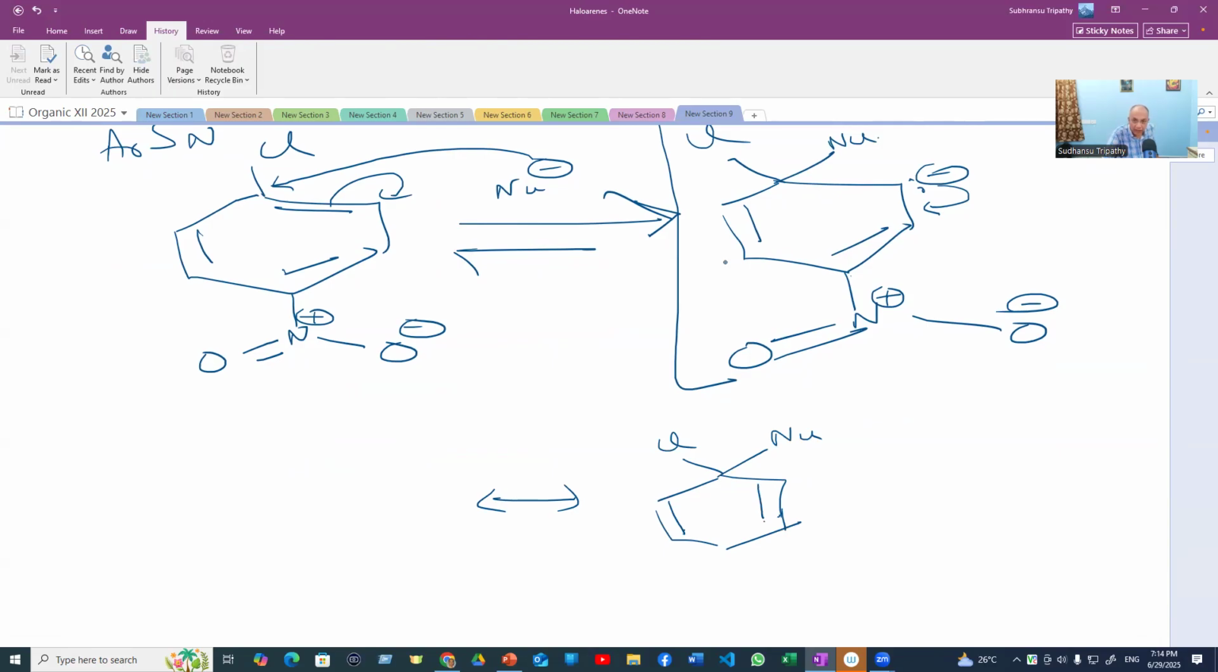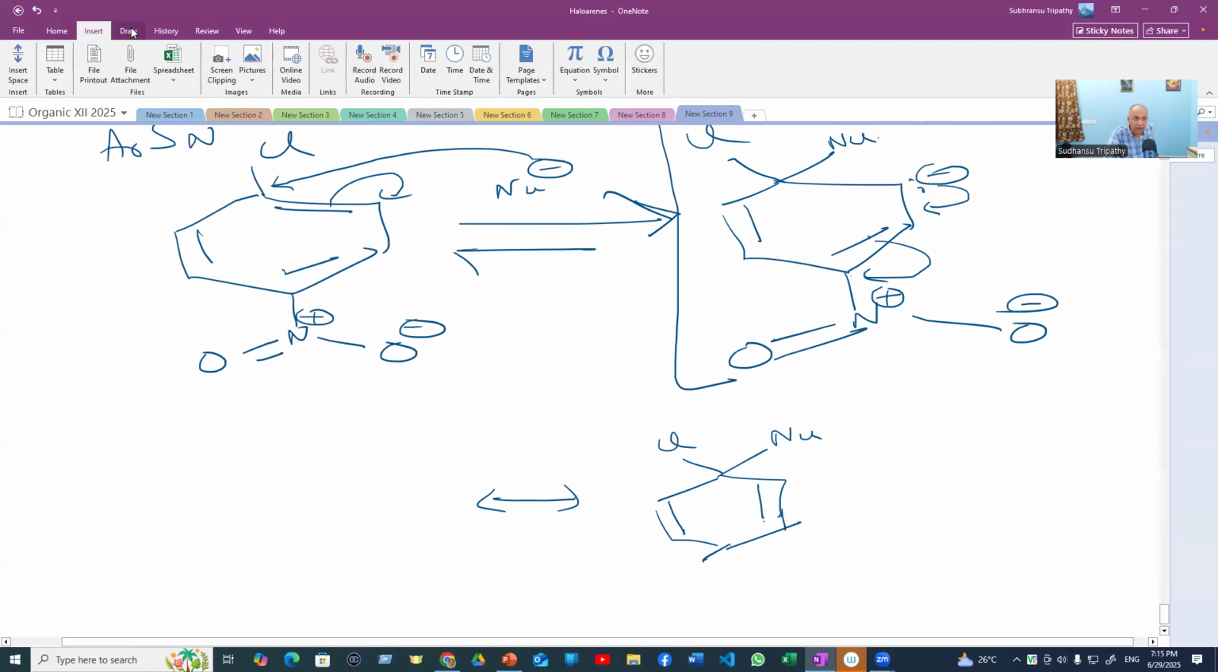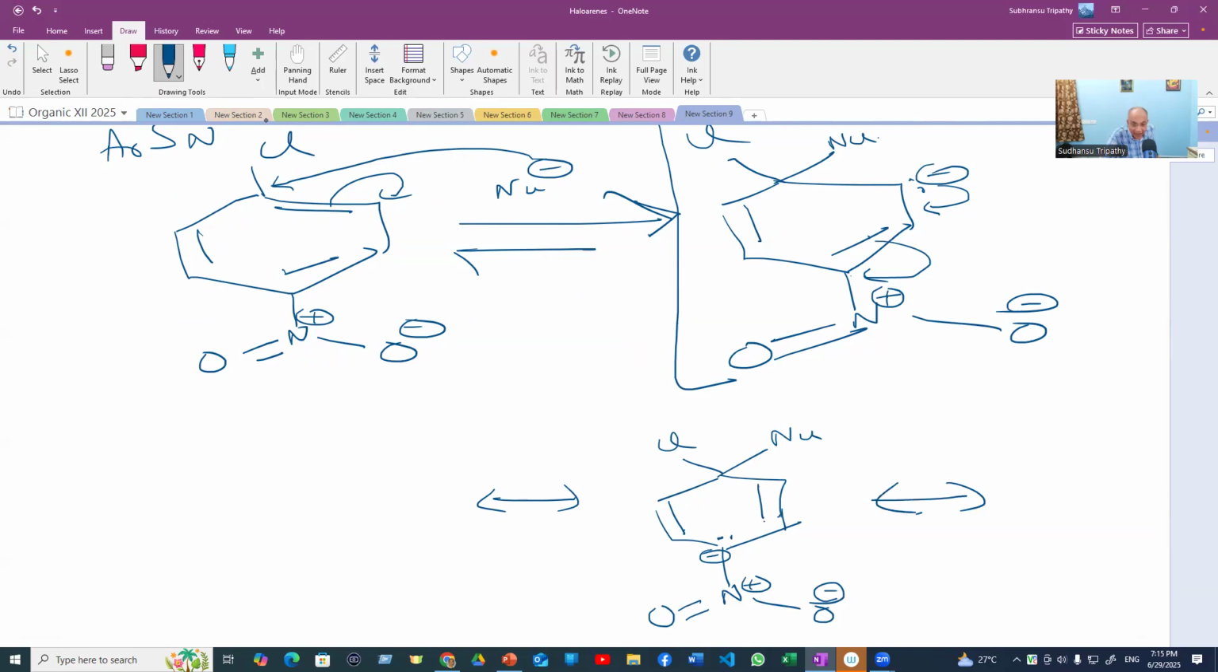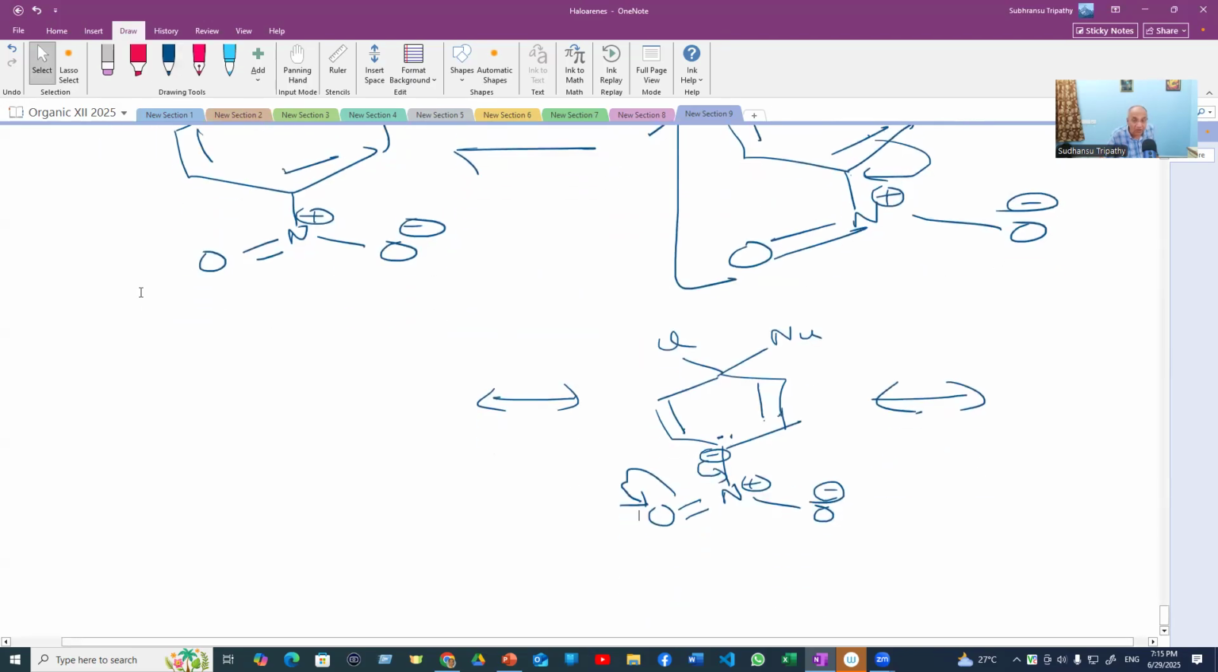I'm sorry. It will polarize. But the nitro group is already there. It is there. And here is the charge. And now it will enter into the nitro group to have the 4th resonance structure.